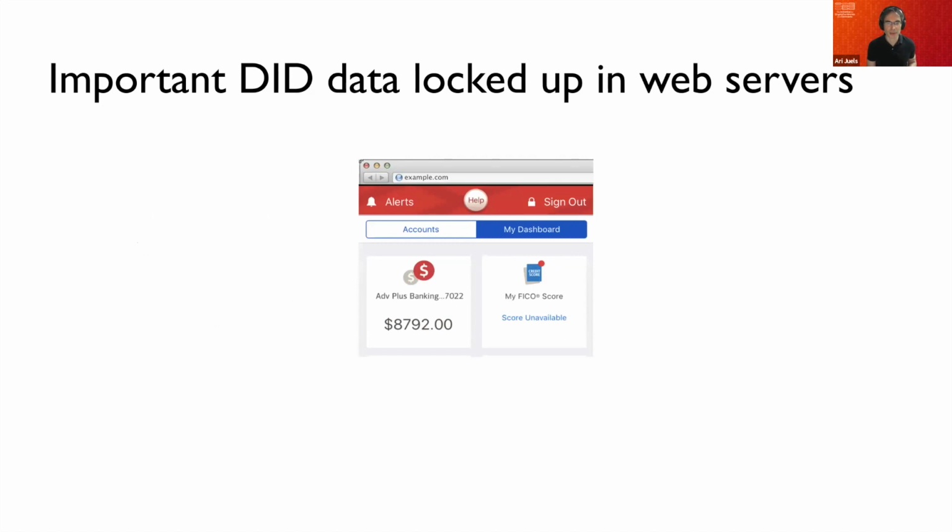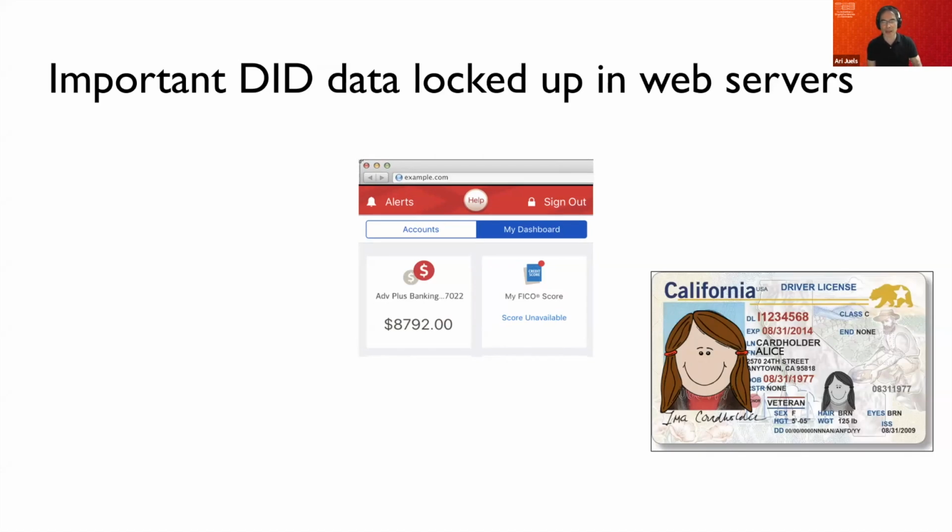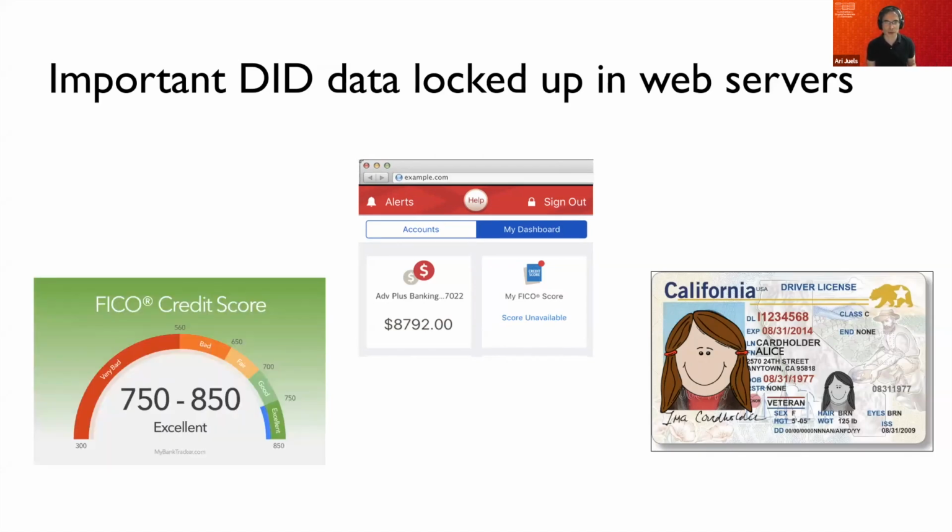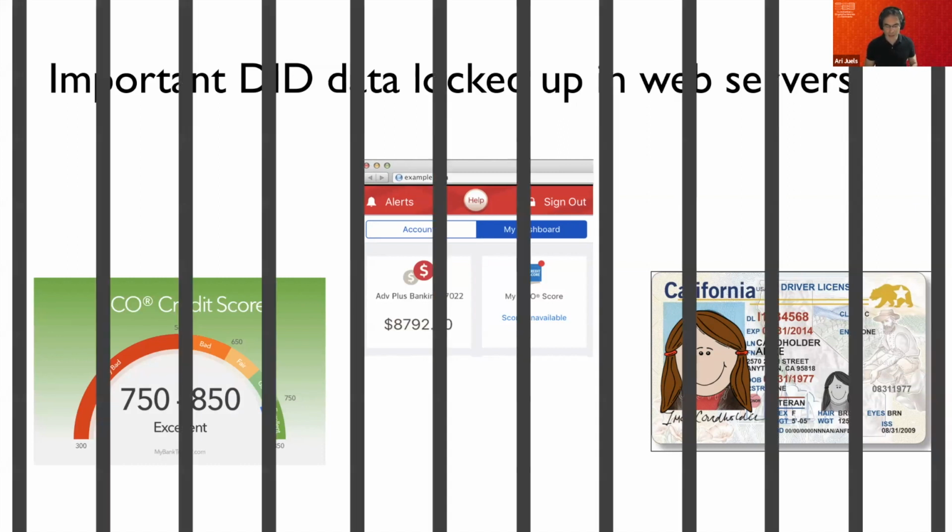is often locked up. Right? You can't prove to somebody directly that your bank account balance is above $5,000. You can't present your driver's license in digital form. You can't present data like a credit score, right? All of this is essentially sitting behind a wall somewhere. All the data are siloed as a result of the way that TLS works.